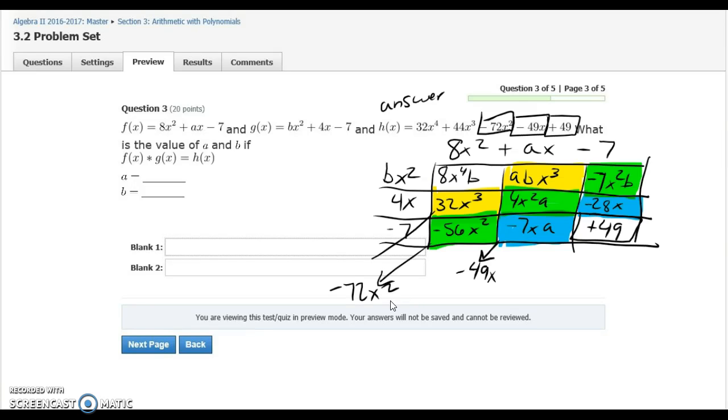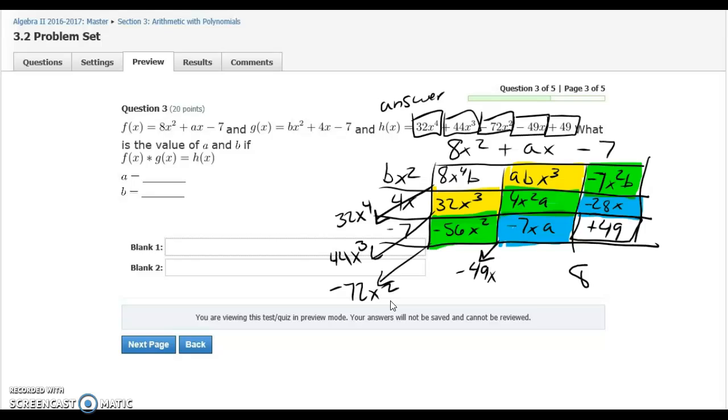This yellow diagonal will sum up to 44x cubed. And this top diagonal should sum up to 32x to the 4th. Okay? So the blue has just an a. We could solve that. The green has an a and a b. We can't do that. The yellow has an a and a b. We can't do that. And the top one has just a b. So if I want to solve for b, then the easiest way to do it is using that top diagonal.